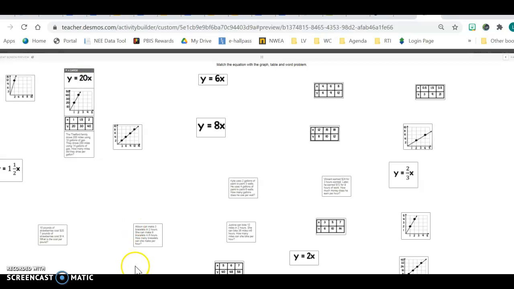So you're just trying to match your equation with your word problem with your table. And that's all you have to do for that section. You have 1, 2, 3, 4 more that you'll have to match on your own.